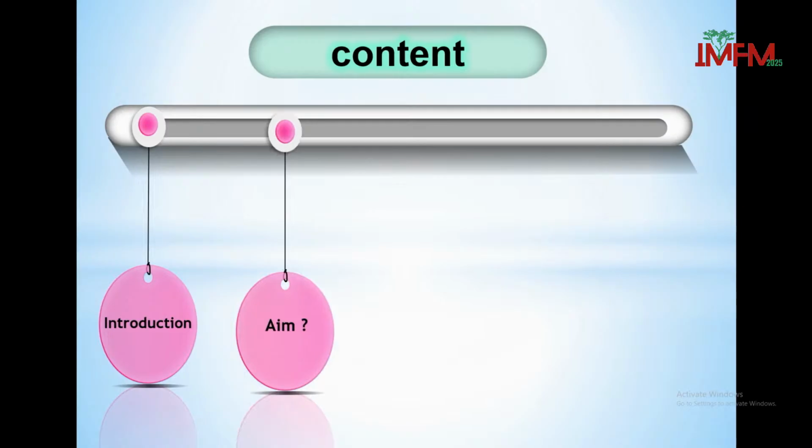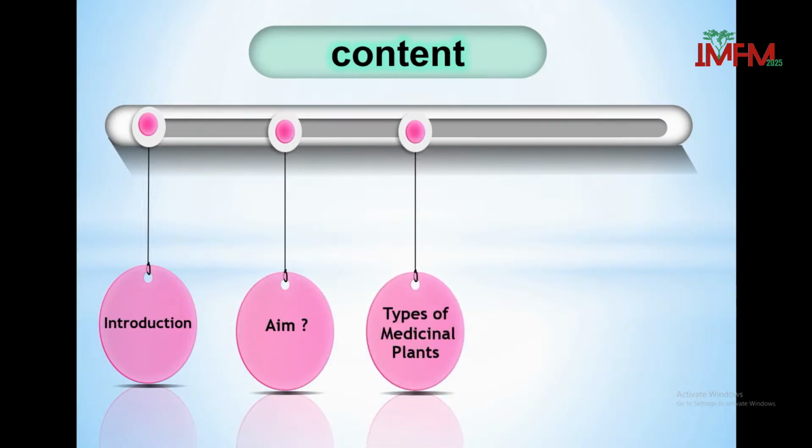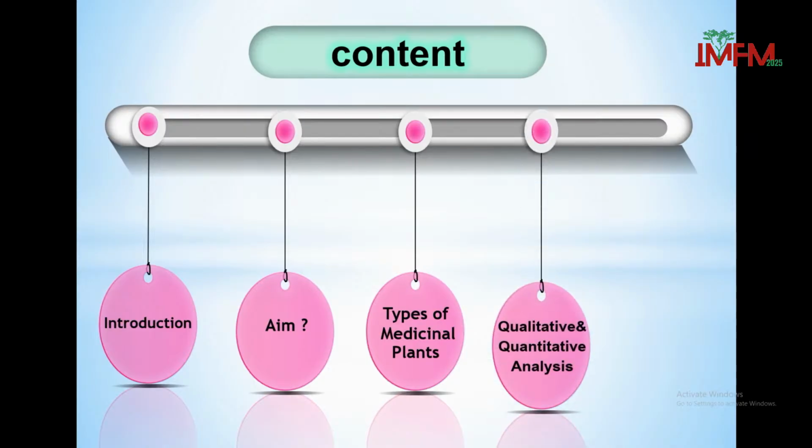First, introduction. Second, the aim. Third, types of medicinal plants. Fourth, qualitative and quantitative analysis. And finally, the antioxidant activity. You know, free radicals play an important role in damaging DNA and leading to chronic diseases, cancer, inflammations, aging, and other diseases.